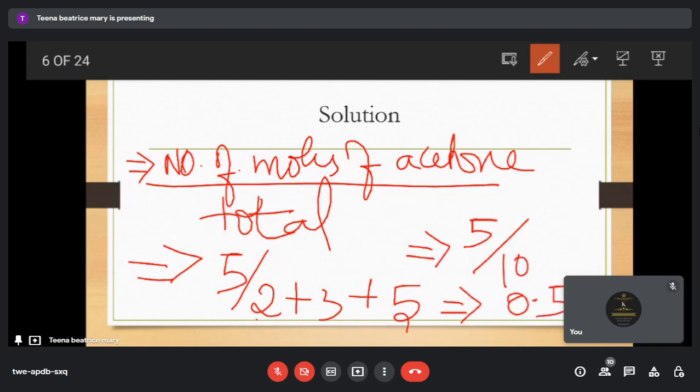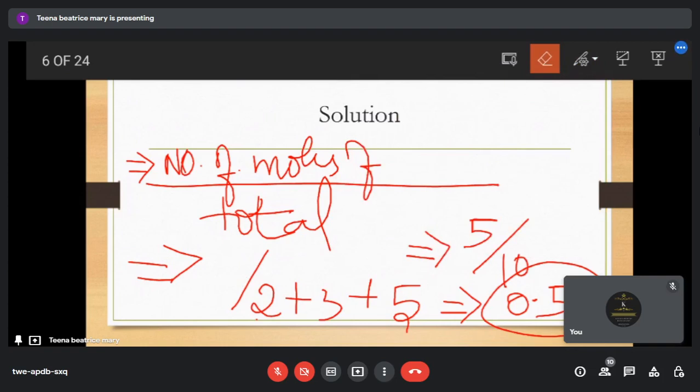So this is the mole fraction of acetone. In the given solution, the mole fraction of acetone is 0.5. Can you tell me for carbon tetrachloride? What will be carbon tetrachloride? 3 by 10, ma'am. 0.333. Okay, we can go with 0.3 itself.